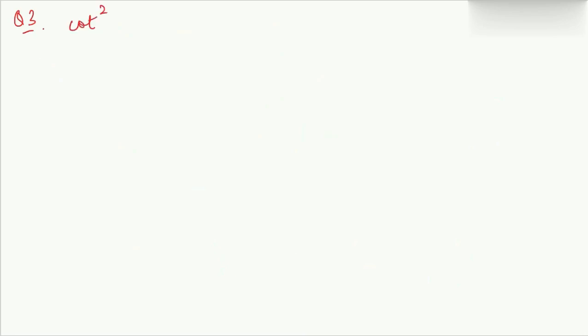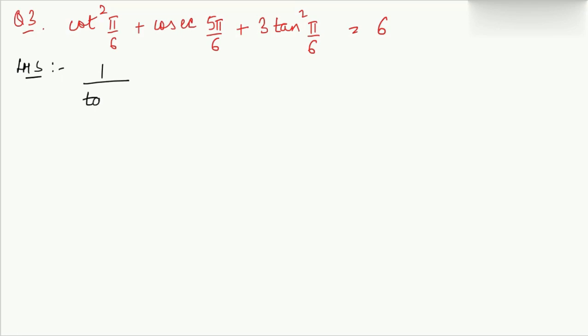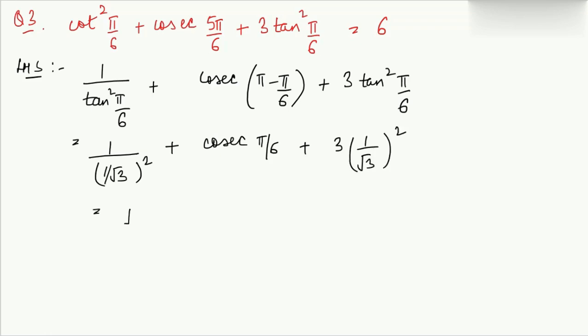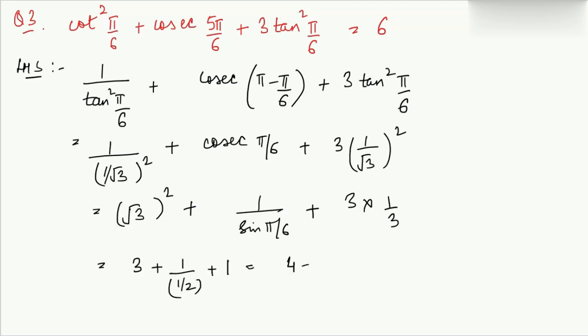Question number 3. We need to prove cot² π/6 + cosec² π/6 + 3 tan² π/6 is 6. Taking the left hand side, we know cot π/6 is 1 by tan π/6 and cosec 5π/6 can be rewritten as cosec (π − π/6). Since it will go in the second quadrant where cosec is positive, it will be rewritten as cosec π/6. So we know cosec π/6 is 1 by sin π/6. We know all the values, we'll put them in and get 6 and hence proved.